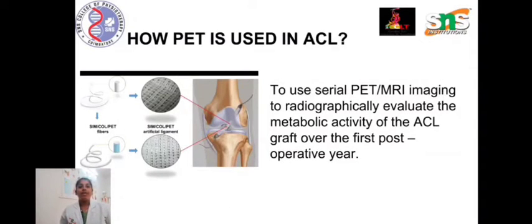How PET is used in ACL, that is anterior cruciate ligament. To use serial PET, positron emission tomography, or MRI imaging to radiographically evaluate the metabolic activity of an ACL, that is anterior cruciate ligament graft, over the first post-operative year. These are some examples of ACL tear.